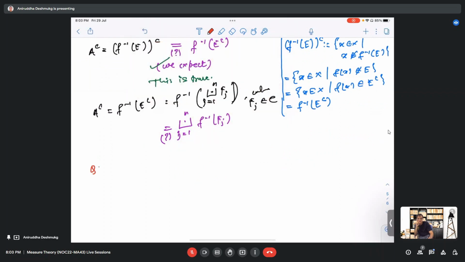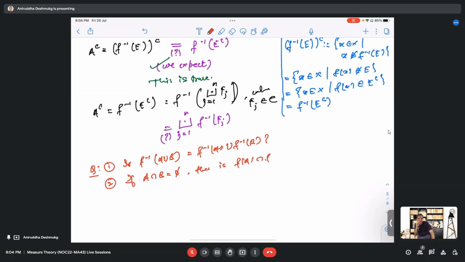So this gives rise to two questions. One is that is F inverse of A union B equal to F inverse A union F inverse B? And the second question is that if A and B are disjoint, if A intersection B is empty, then is F inverse A intersection F inverse B also empty?